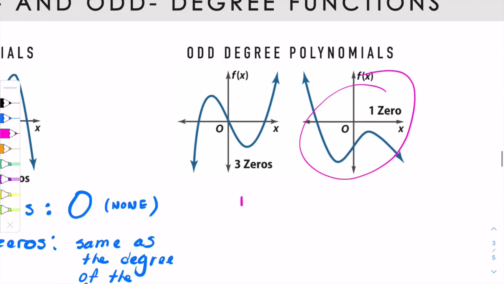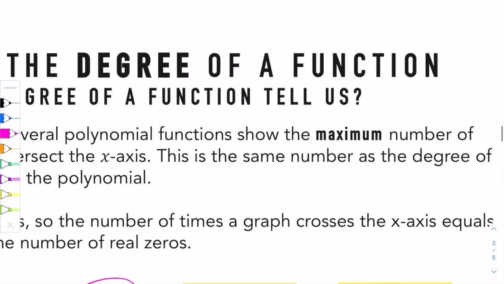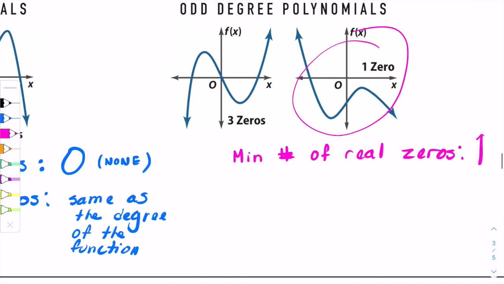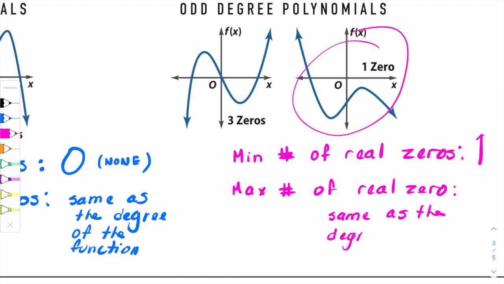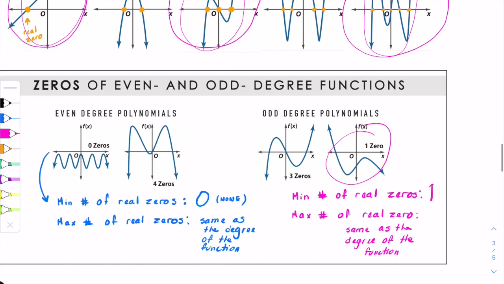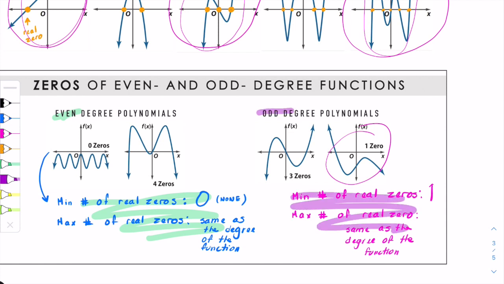So our general rule here tells us that the minimum number of real zeros for odd degree functions is 1, and the maximum number of real zeros is the same as the degree of the function. Okay, so remember these are specific to even or odd degree functions.